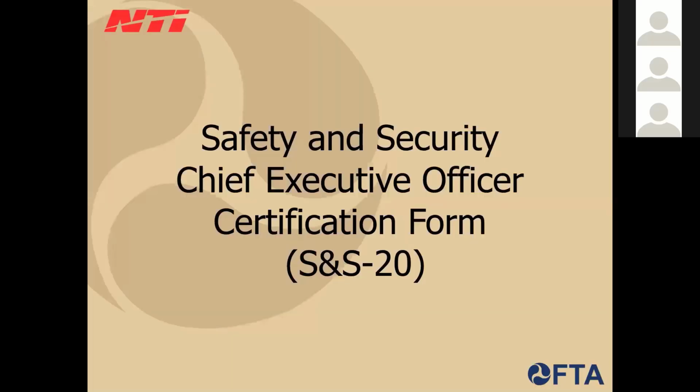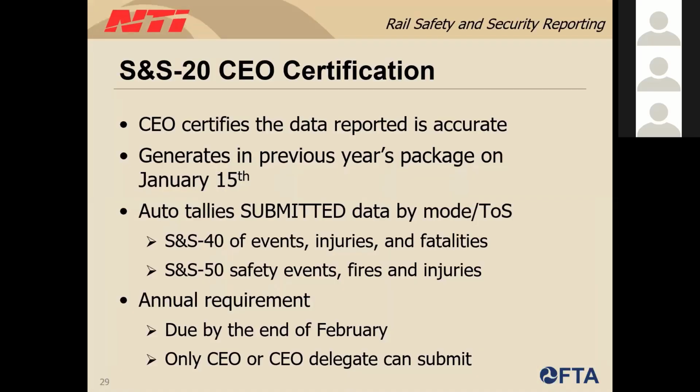So the first form we're going to review is the SNS 20 CEO certification form. The CEO certification form is the CEO's confirmation of the accuracy of the safety and security data reported for the calendar year. The form becomes available on January 15th of each year in the previous year's reporting package. So in January 2020, the CEO certification form will open up in the 2019 package. Sorry, I think you get what I mean.